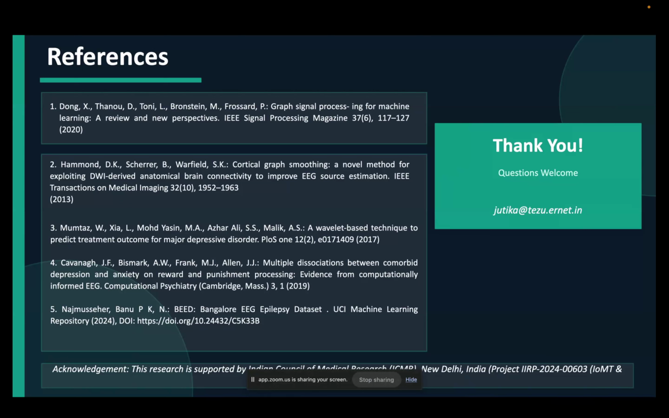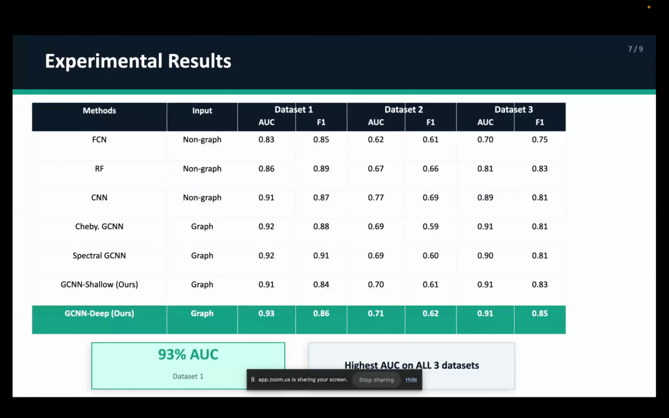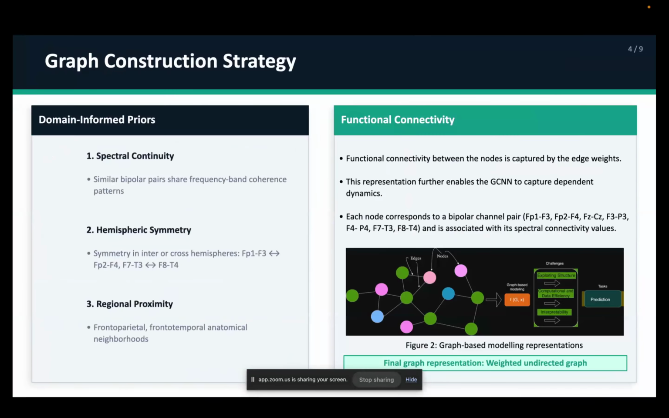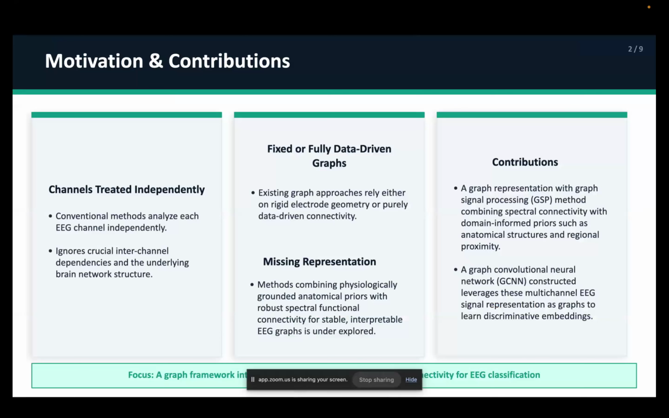So thank you for the presentation. What are the applications of your system? Yes, ma'am. What are the applications of the proposed system.